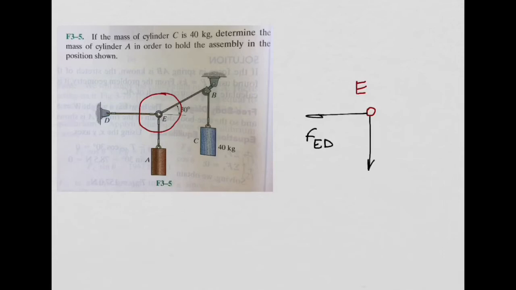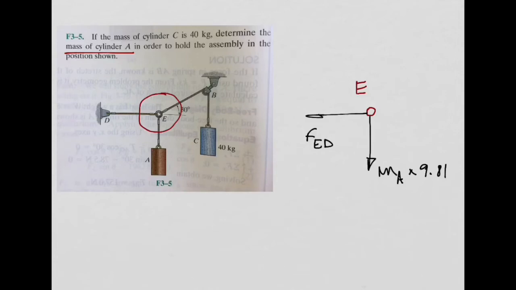So we have the weight here. This is going to be the mass of cylinder A, which is unknown. That's what we are looking for. It is here in the question: determine the mass of cylinder A. So this is unknown, the mass of cylinder A. So I need to multiply the mass by the acceleration of gravity, which is 9.81.